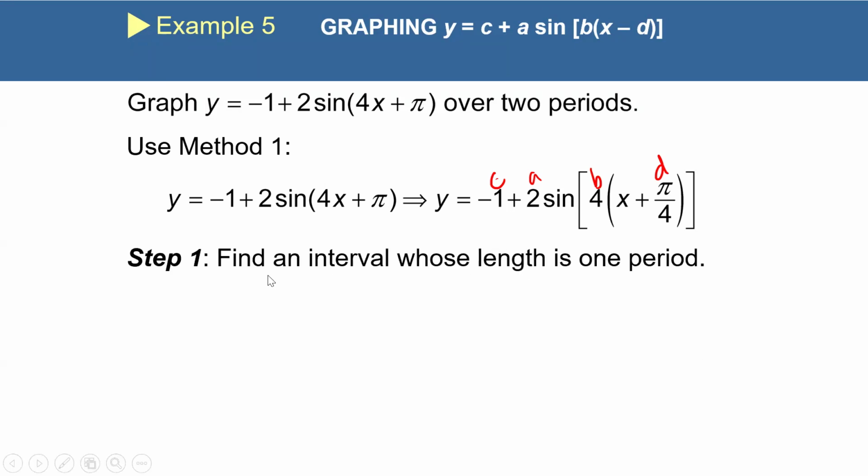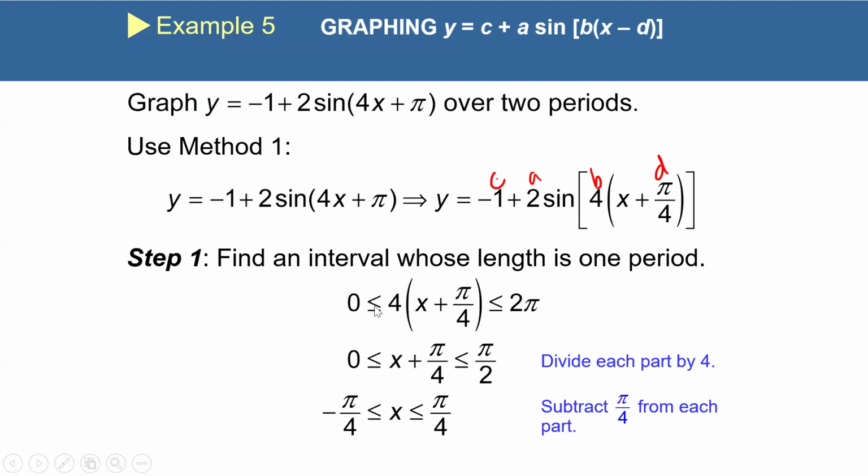Okay. So we're going to find our interval. At this point, I feel like we can find our interval just fine, right? You're confident, right? Okay. So for my interval, taking this, setting it in the middle, getting x by itself, we're going to divide by 4, then subtract pi over 4. And we end up with negative pi over 4 to pi over 4.